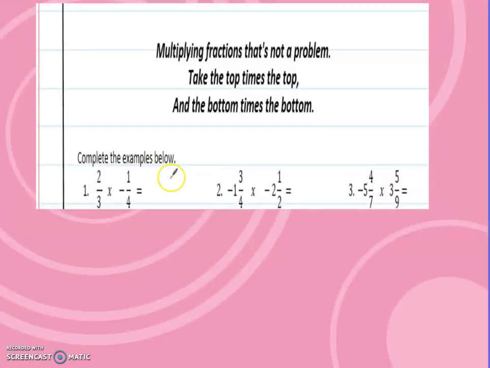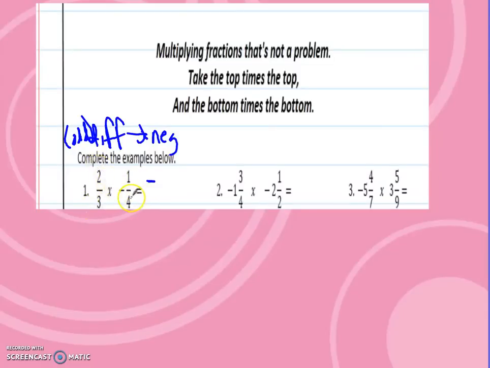Okay, 2/3 times -1/4. The signs are different, or there's an odd amount of signs. So we know the answer will be negative. Okay. All right, now before we begin multiplying this, we can look at the diagonals. You can simplify a fraction on this diagonal. You can simplify a fraction on this diagonal. You can simplify vertically, but you can never simplify across on the top or across on the bottom.